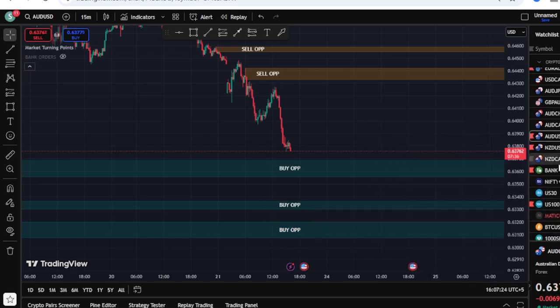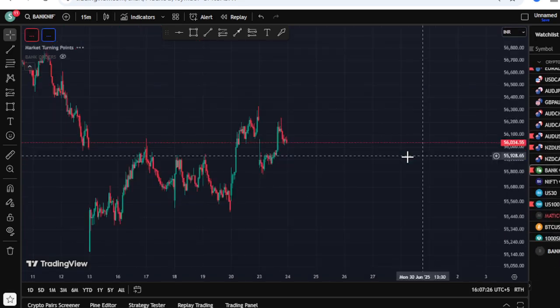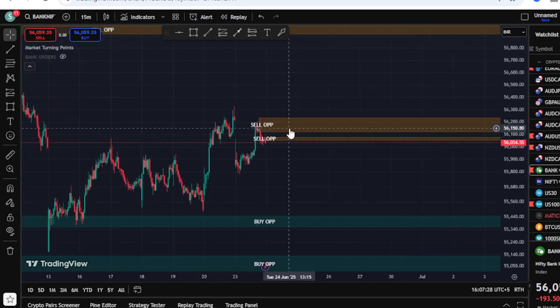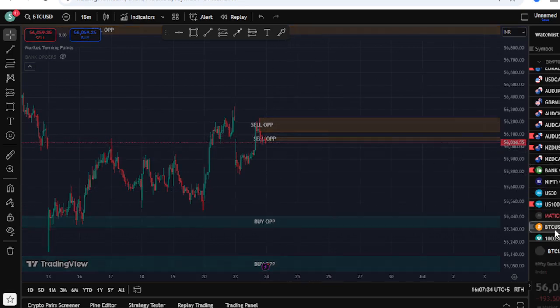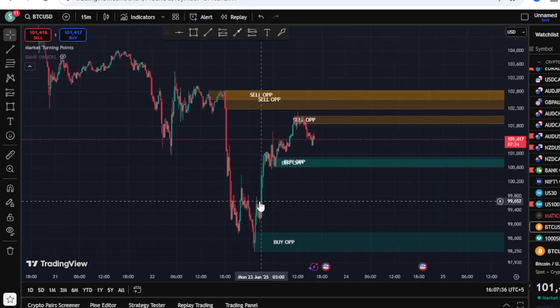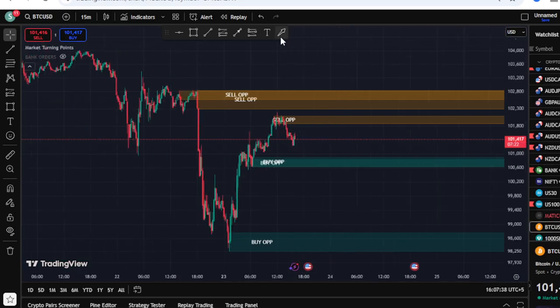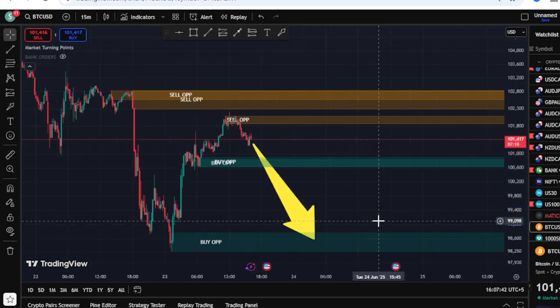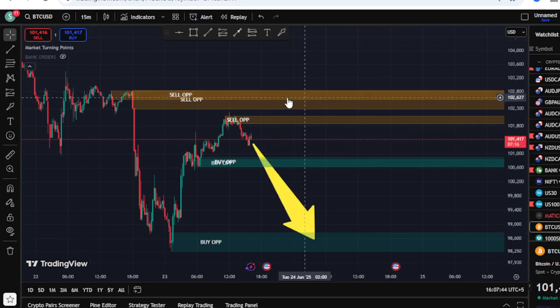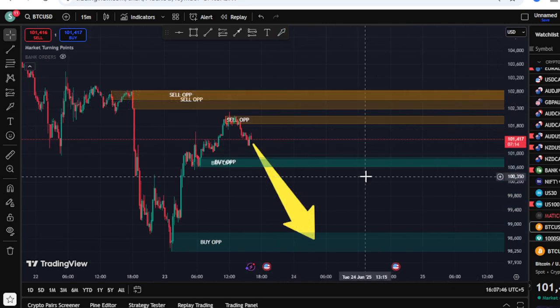Okay, similarly, the next one is the Bank Nifty. The Bank Nifty is under the sell opportunity level, so it can have a rejection into the downward side. And if we look at the Bitcoin USD, I still believe that Bitcoin is bearish and it can again go into the downward side, because right now we have strong selling opportunities available at 102,800.